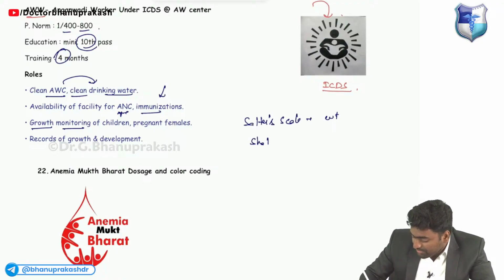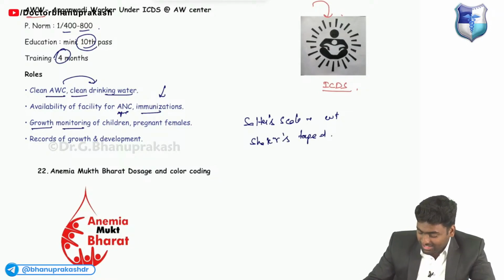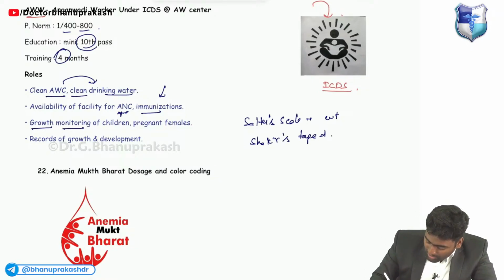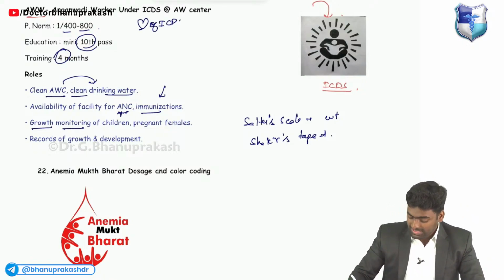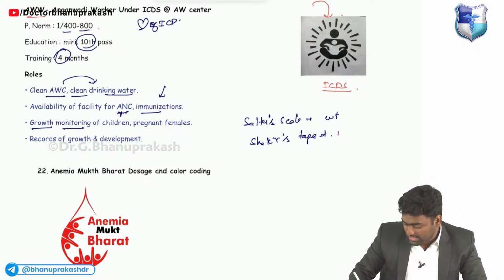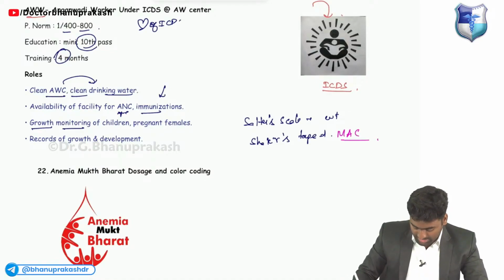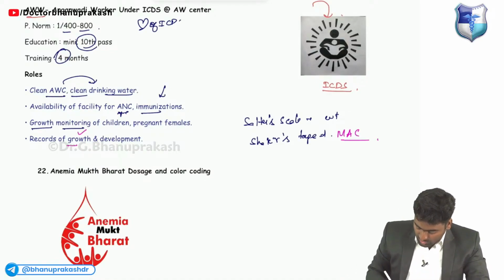Then the Shakir tape is used for which of the following? Anganwadi workers are the heart of ICDS. The Shakir tape is used for measurement of the mid-arm circumference. Then they also record growth and development.